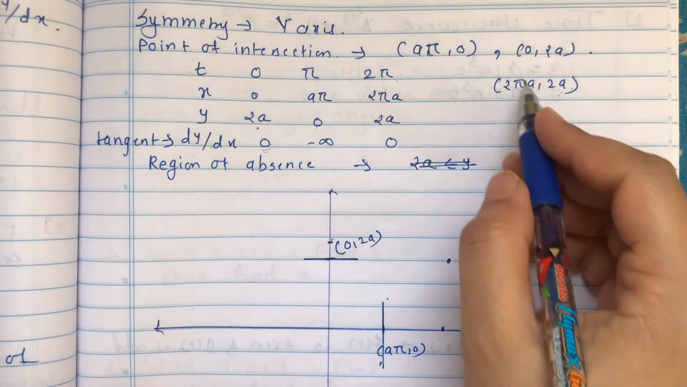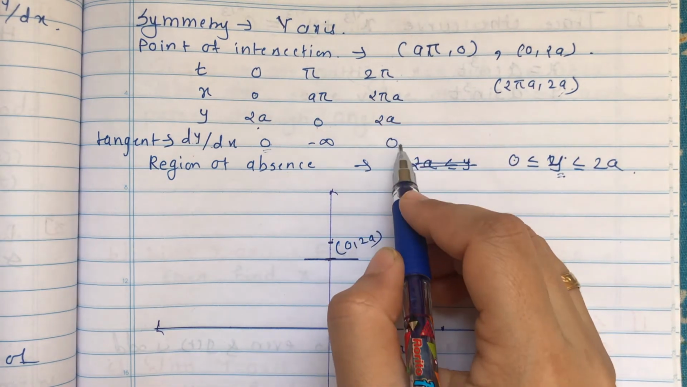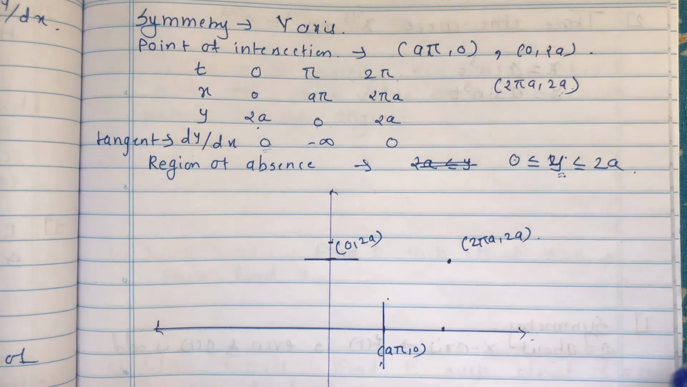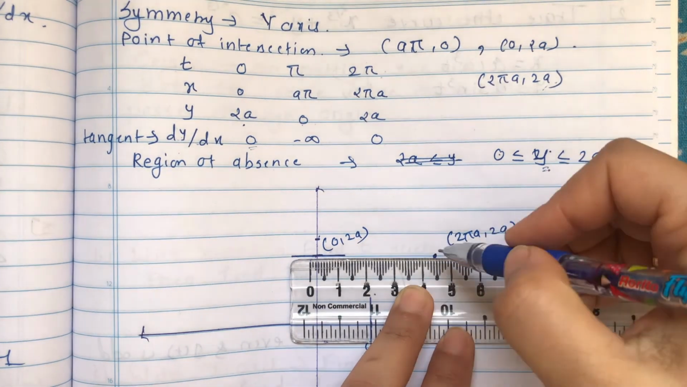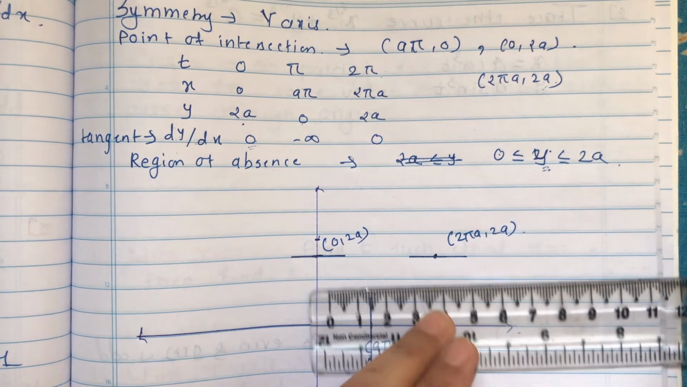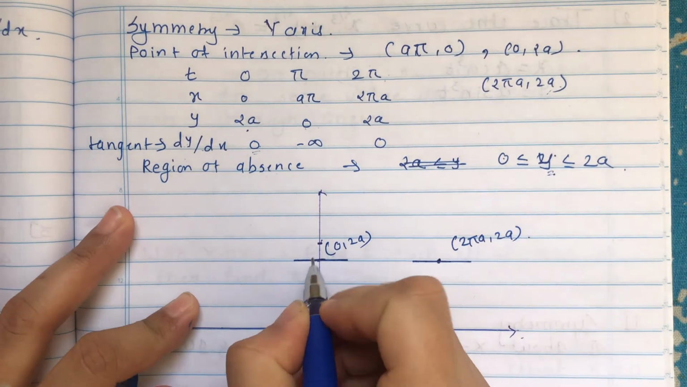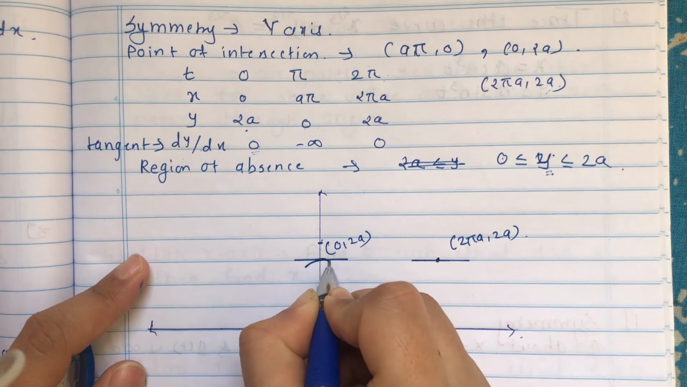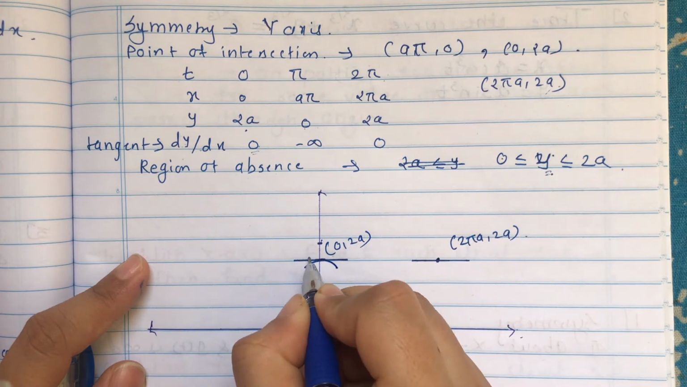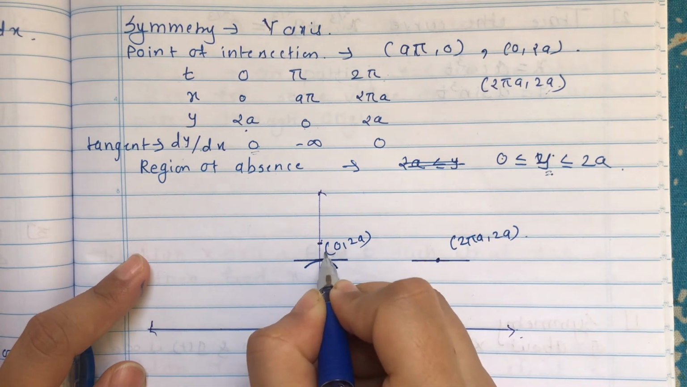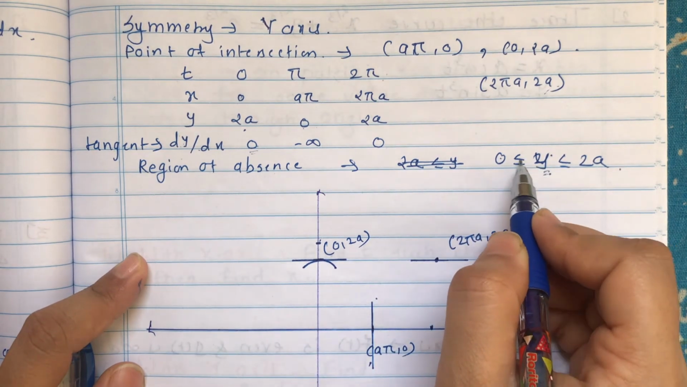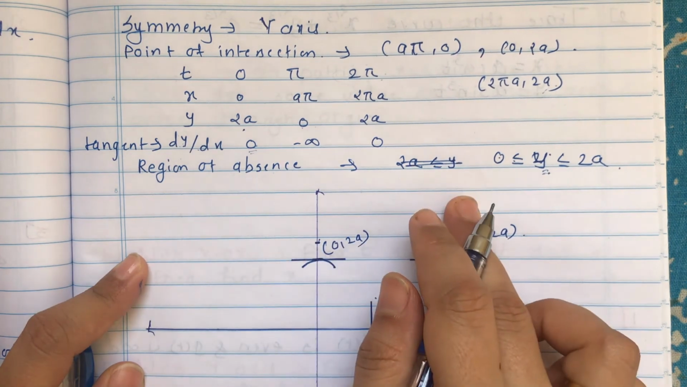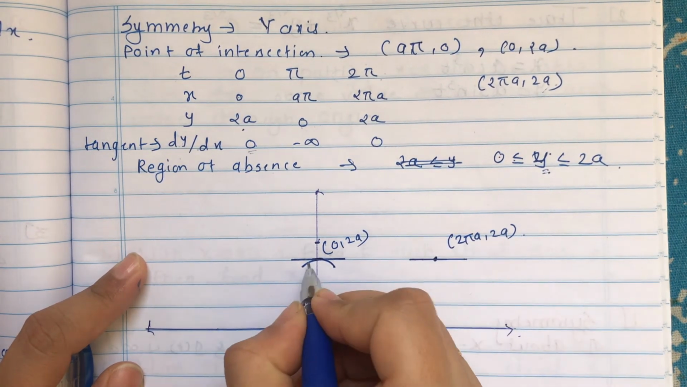Next, for 2 pi a comma 2a, so for this point dy by dx is equal to 0, so again the tangent will be parallel to x axis, so this will be a tangent line. Now for this point, if it is a tangent, then the nature of the curve will be like this, right? Similarly like this, but this is what? This is the region of absence, because y lies in between 0 to 2a, right? So beyond this 2a there will be no part of curve, so we'll consider this one.